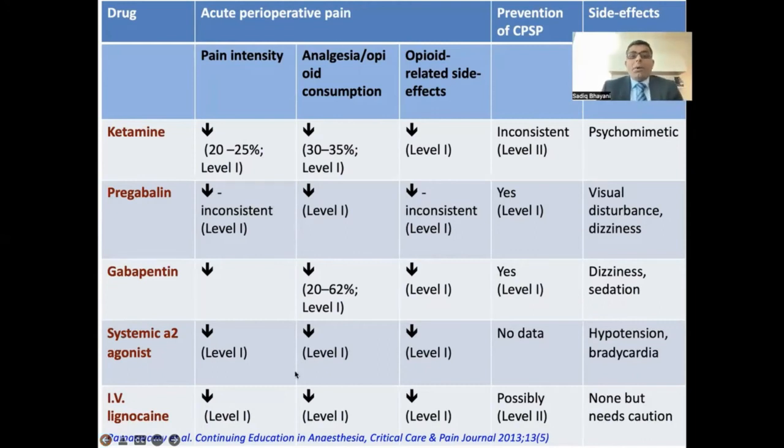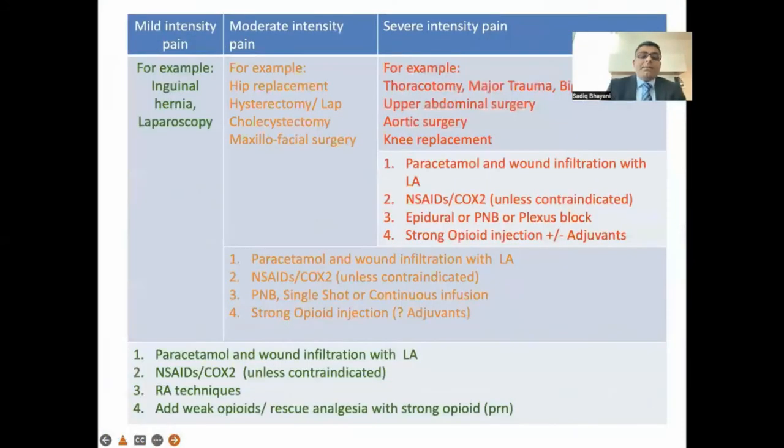So now, putting all this in one table, we have basically ketamine. There are a few studies which show level 1 evidence, but prevention of chronic post-surgical pain is level 2. Pregabalin, same thing. It's inconsistent evidence in terms of intensity, but it may reduce the chronic post-surgical pain. Gabapentin, you can see here, may possibly do. Clonidine, there's no data. Lignocaine, possibly. So, and I'll actually put all of this in summary.